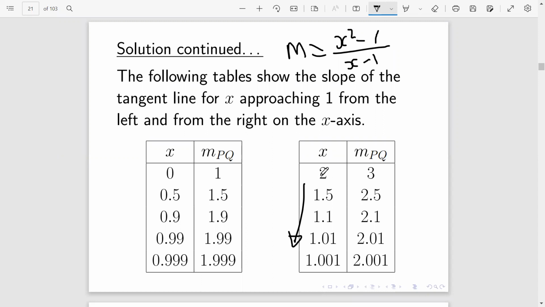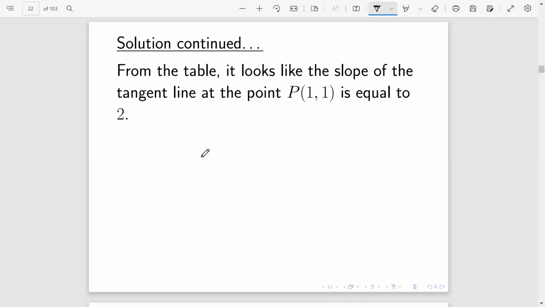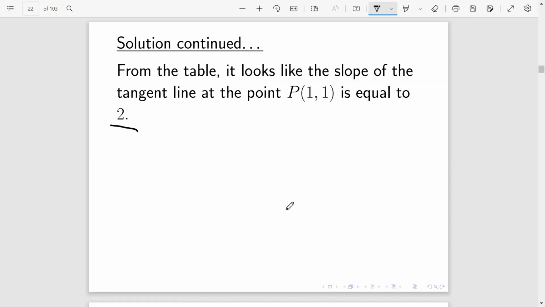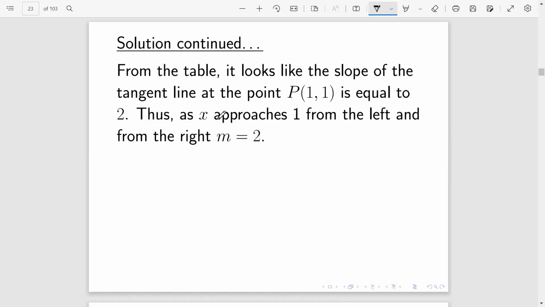If you look at the X values on the right, reducing them to get to 1, the values of gradient are also reducing and getting closer to 2. So from this table, we can conclude that the tangent to the parabola at the point (1, 1) has gradient 2, because we see that from the table we just drew. As the X values approach 1 from the left and also from the right, the gradient approaches 2, or the gradient is equal to 2.